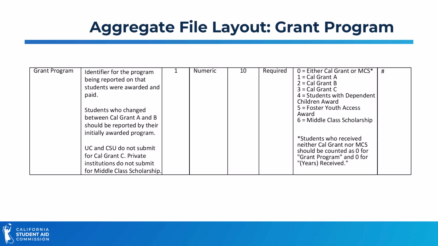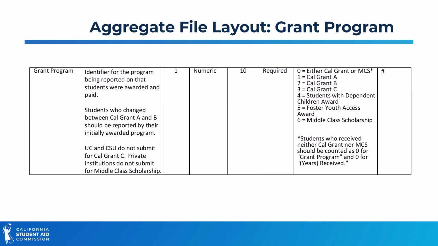For example, those students who did not receive any of the listed forms of aid should be reported in the row with a 0 in this field and a 0 in the years received fields. Those students who received both a Cal Grant A and students with Dependents Children Award will be reported in the rows with a 0, 1, and a 4 in this field.